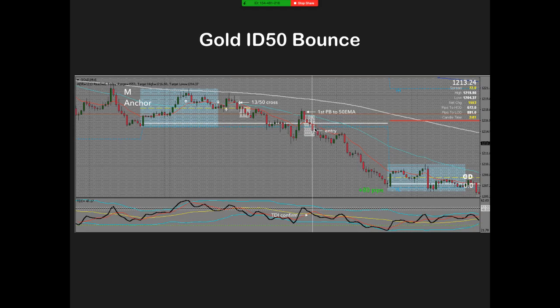You could wait for a pullback, which it did pull back to the 13, and take that pullback entry, which would have given you a nice tighter stop loss. But your stop loss is going to go right above the railroad tracks up here. And then taking on down, you can see it held the 13 EMA beautifully. Never once came close to even closing back over it. And to the end of the session, 80 pips. So it was a very nice trade.